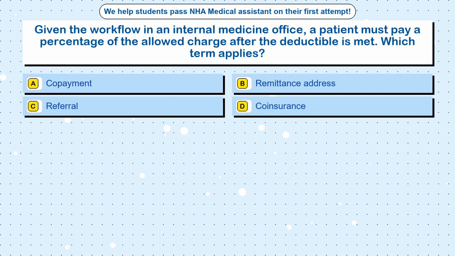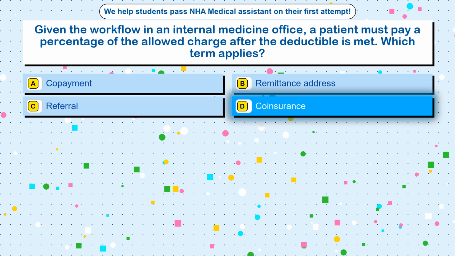Question 65. Given the workflow in an internal medicine office, a patient must pay a percentage of the allowed charge after the deductible is met. Which term applies? Option A. Copayment. Option B. Remittance address. Option C. Referral. Option D. Coinsurance. The correct answer is option D.